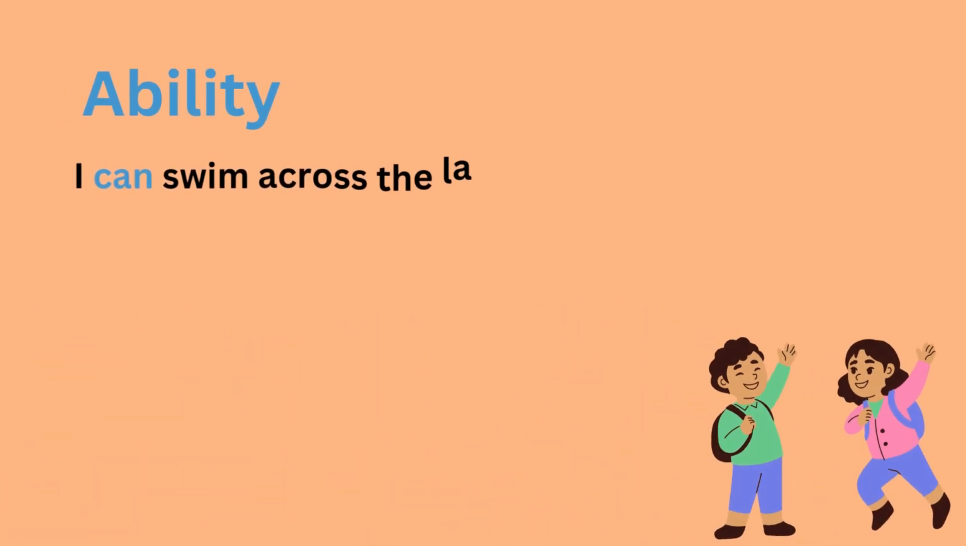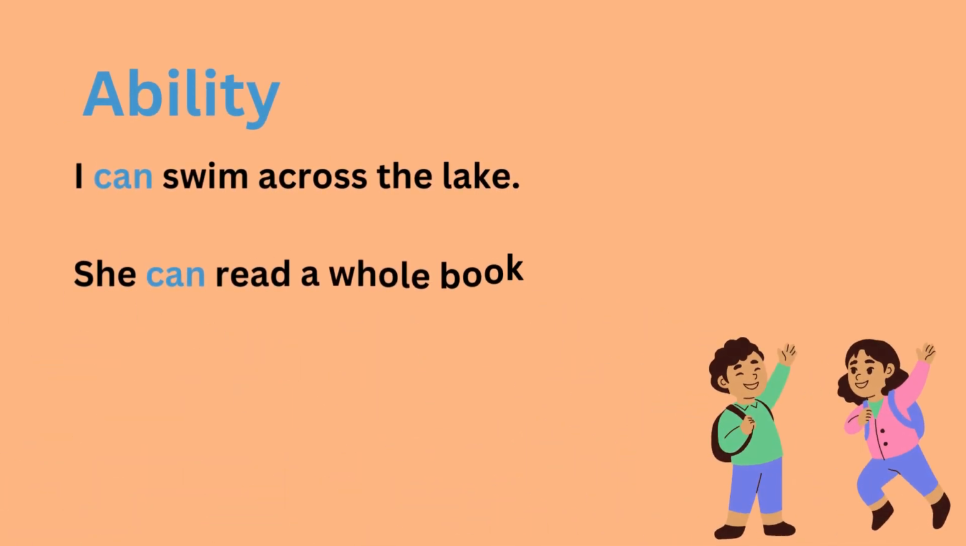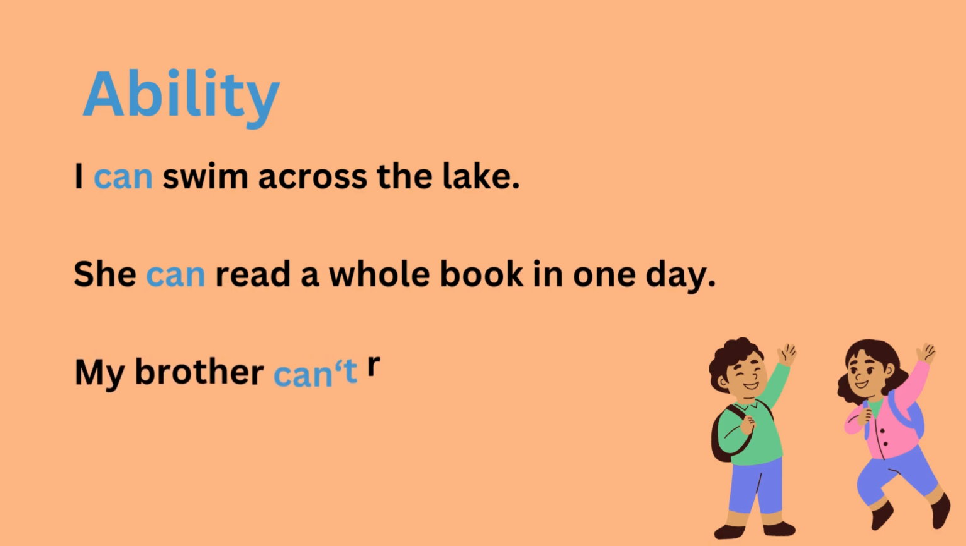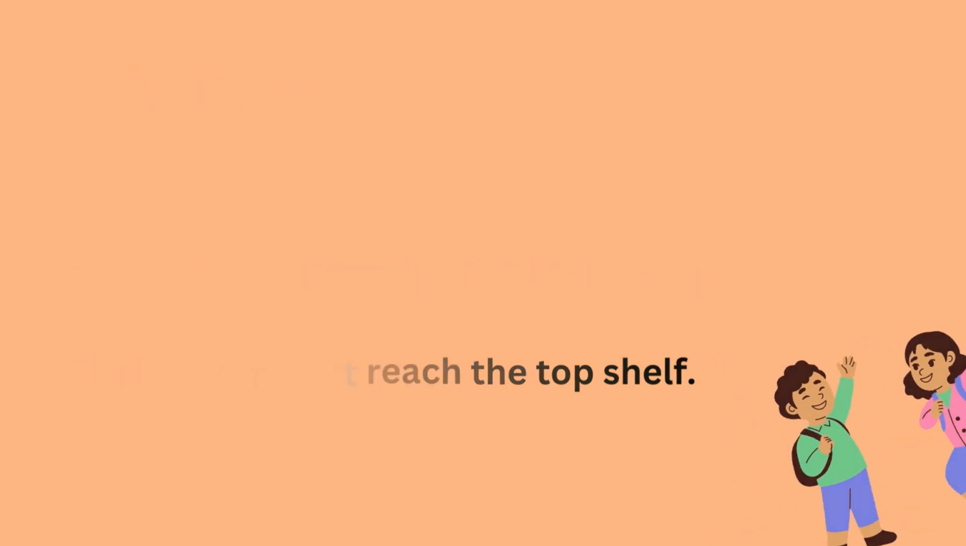Here are some sentences that convey ability. We use the modal verb can or can't. I can swim across the lake. I'm able to swim across the lake. She can read a whole book in one day. My brother can't reach the top shelf. He's not able to reach the top shelf.